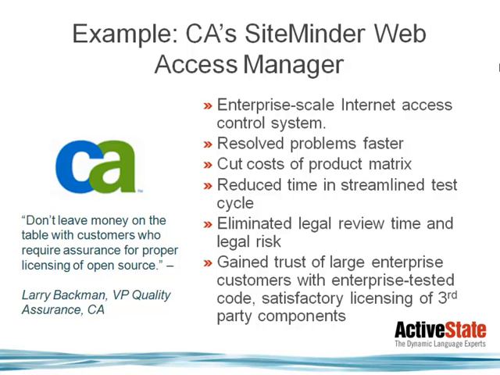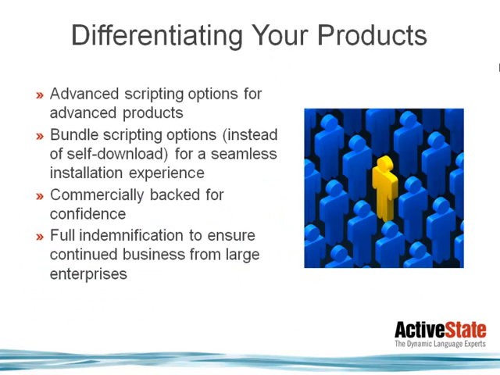In addition to the development benefits, they also wanted management benefits, and they needed to know they had a distribution that had been reviewed properly and they were mitigated from any legal risks associated with open source. That was very important to them, as well as the indemnification. They needed this because they needed to gain the trust of large enterprise customers who were working with their SiteMinder Web Access Manager product.